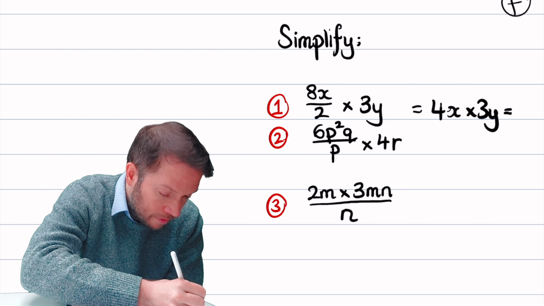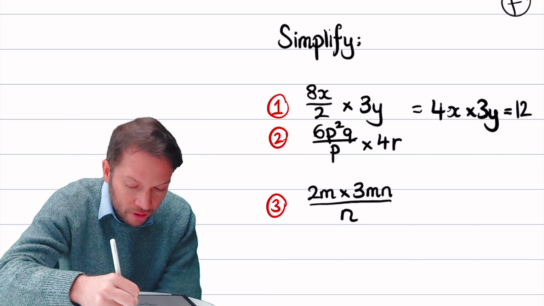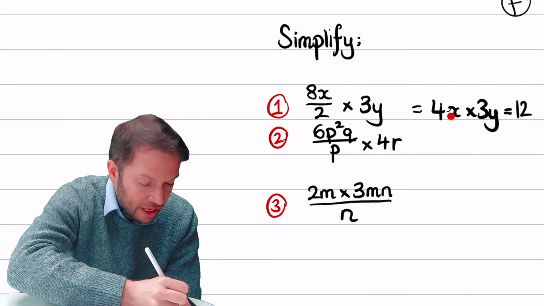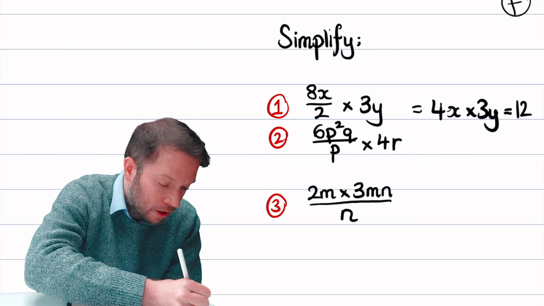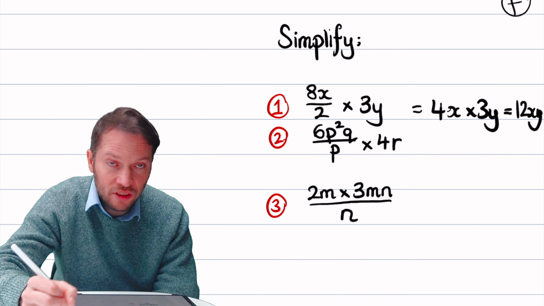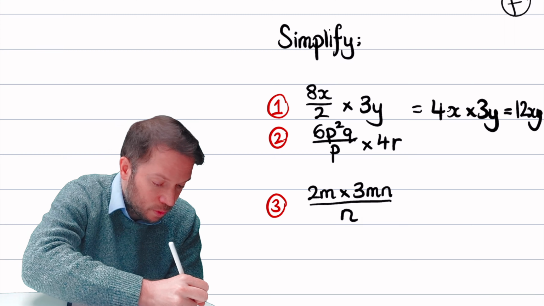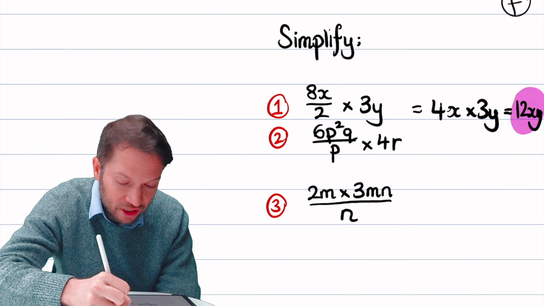So we put 12. And then we've got the variables, but you should put them in alphabetical order. So you've got the x and the y. So we're just going to have 12xy. We write them together without any times symbol. So the answer is 12xy. Sorry, that's a bit squished.